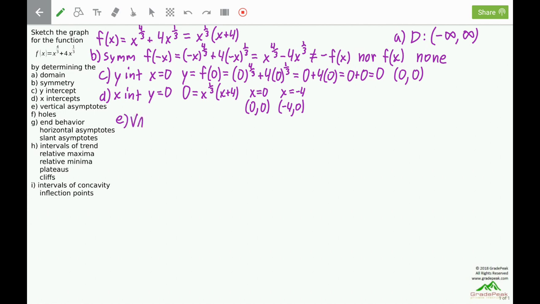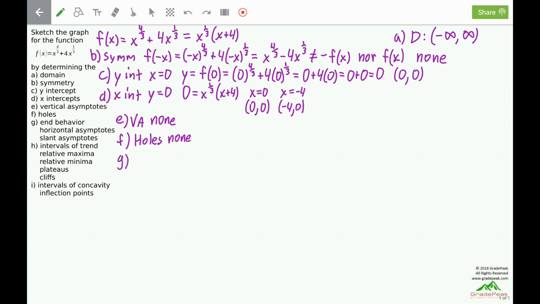For part E, we want to determine the vertical asymptotes. F of x is made up of fractional exponents. Both of them are positive, and there is no denominator. So for vertical asymptotes, there will be none. For part F, we want to determine if there are any holes in the graph. F of x has no denominator, so there will be none.